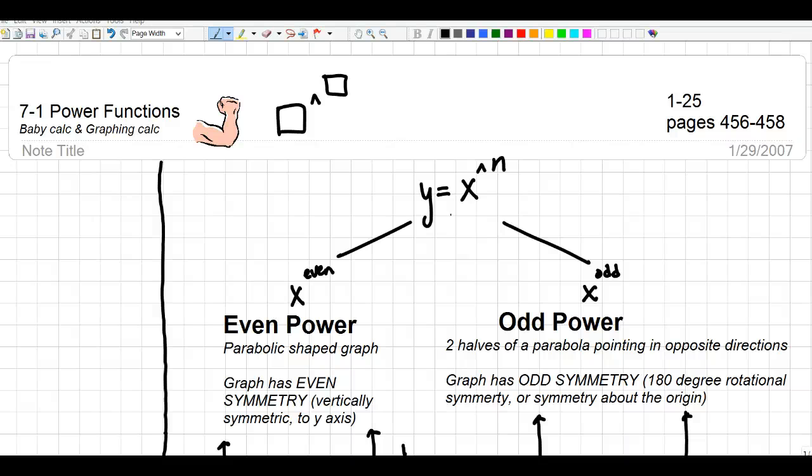This video is for Advanced Algebra, Lesson 7.1 on power functions. Students will need to use a baby calculator for some of the questions and a graphing calculator for others.